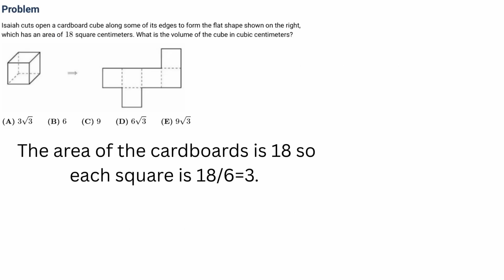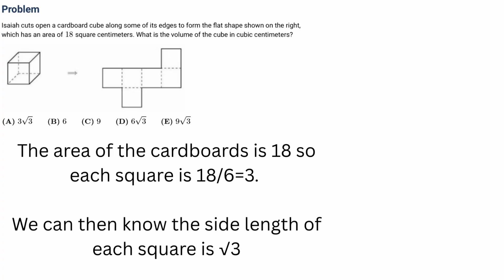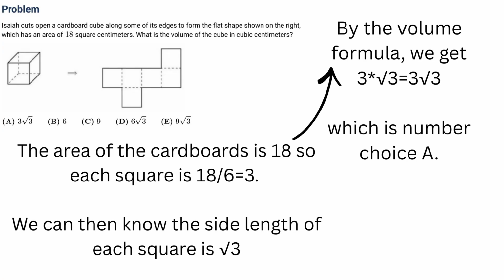There are 6 faces in a cube, so each face's area is 18 divided by 6, which is 3. Because of this, each side is the square root of that, which is square root 3. We can cube this to get the total volume of 3 root 3.